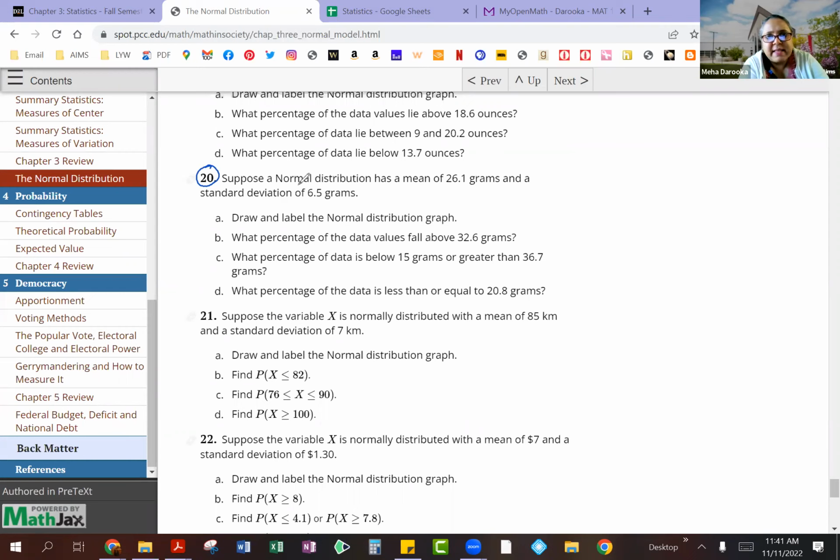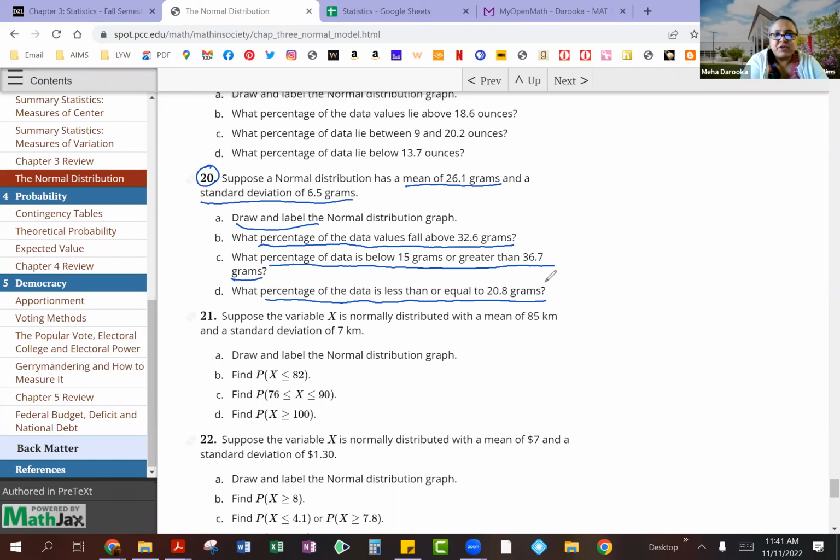So this one over here, again, they're telling us this normal distribution has a mean of 26.1 grams and a standard deviation of 6.5 grams. Again, they're asking us to draw and label the graph. What percentage will fall above 32.6 grams? What percentage will fall below 15 grams or greater than 36.7 grams? And the last one is what percentage of data is less than or equal to 20.8 grams. So that's the calculation that we are doing.